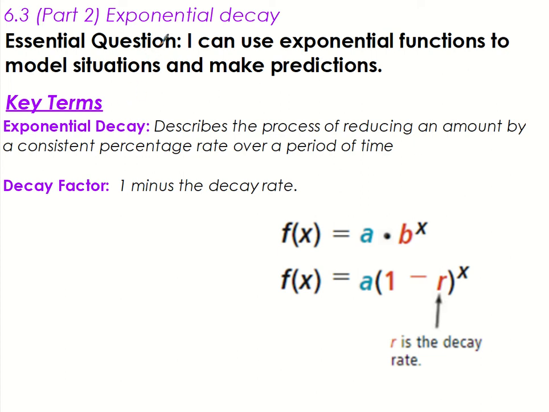So exponential decay. Very similar to exponential growth, but now we're going the opposite direction. It's something that reduces by a consistent percentage rate over a period of time. For the decay factor, just like the growth factor, instead of 1 plus the rate, it's going to be 1 minus the rate of decay. On the graph, it's going to be going down and decreasing over a period of time, getting closer to 0. So this would be an example of exponential decay. Now, let's just get into it.